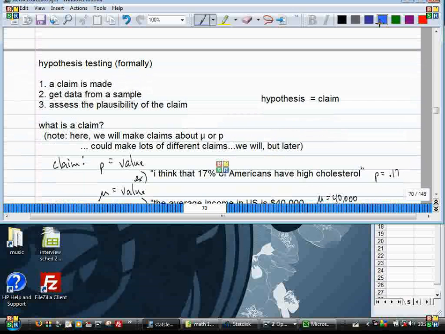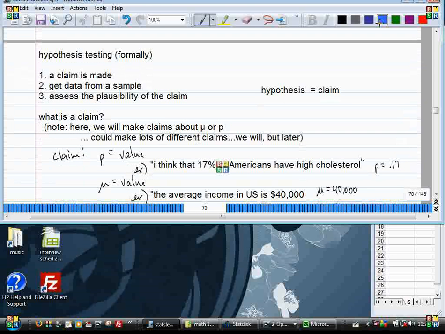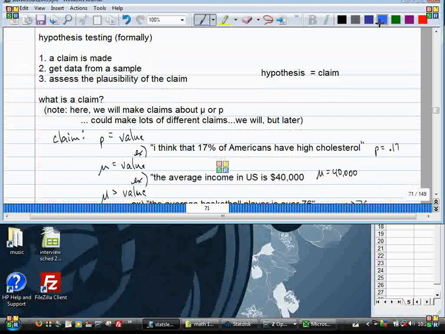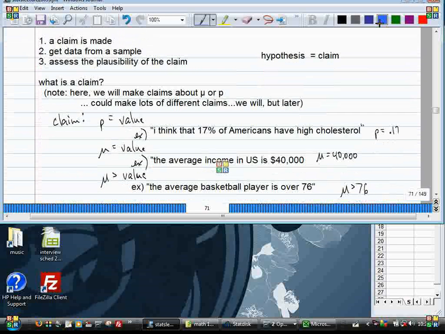You can also say mu equals a value. The average income in the U.S. is $40,000. And you write that as mu equals 40,000, of course. So you can make another sort of claim. You can also claim that mu is greater than some value. The average basketball player is over 76 inches. How do you write that down? Mu is greater than 76.